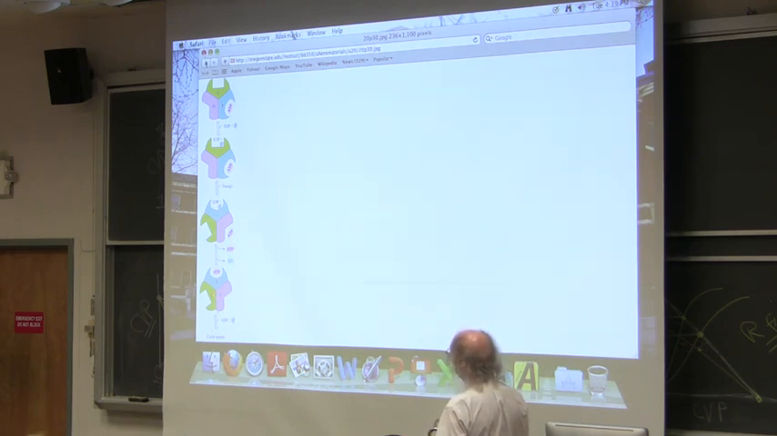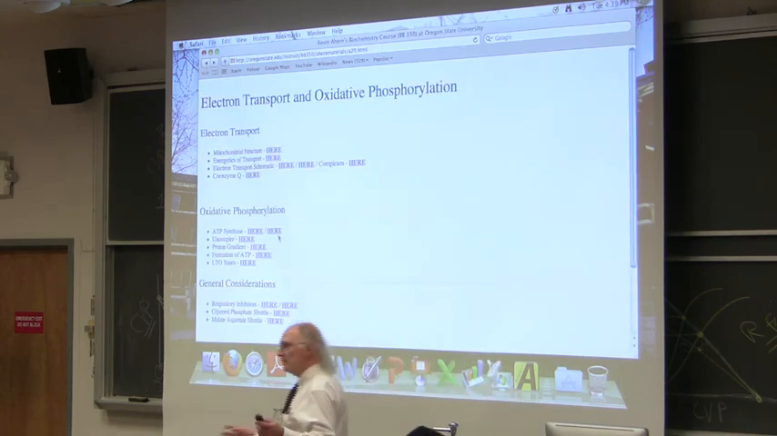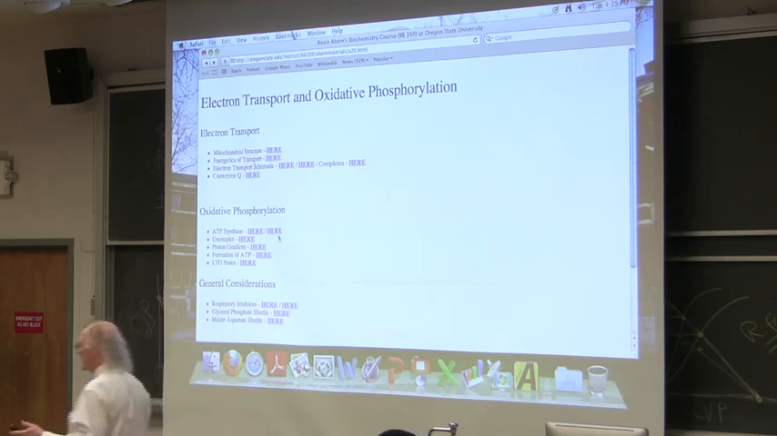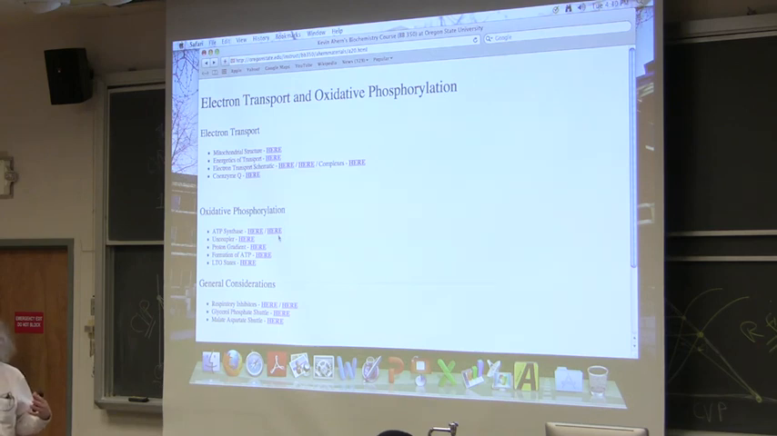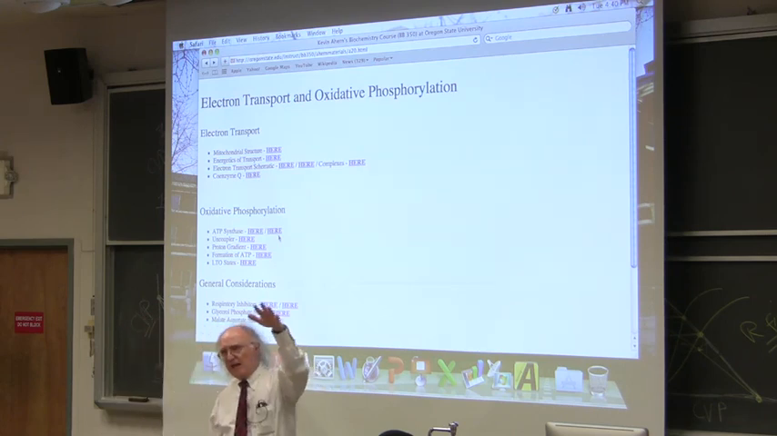Okay. Now, why is this important? Well, this is really important because I told you that these two processes were dependent upon each other. They're codependent. Electron transport and oxidative phosphorylation. What did electron transport do? Electron transport created the proton gradient. What did oxidative phosphorylation do? It allowed the gradient to run back down.